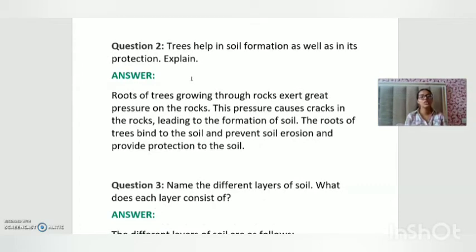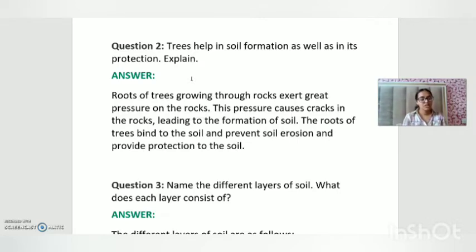So moving further, question number 2. What does question 2 say, student? Question 2 is, trees help in soil formation as well as in protection. Now we know trees give us shade, right? So now they are saying that trees also help in soil formation and also protect us. So now you have to explain this sentence, student.